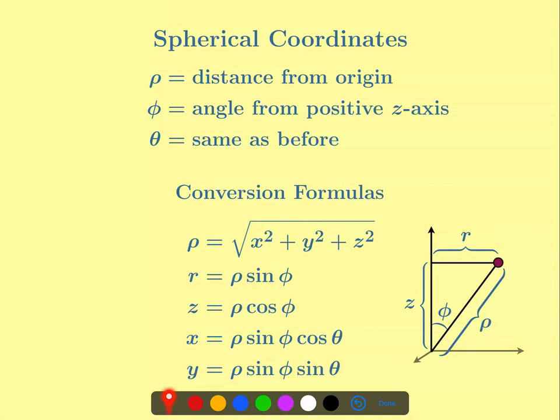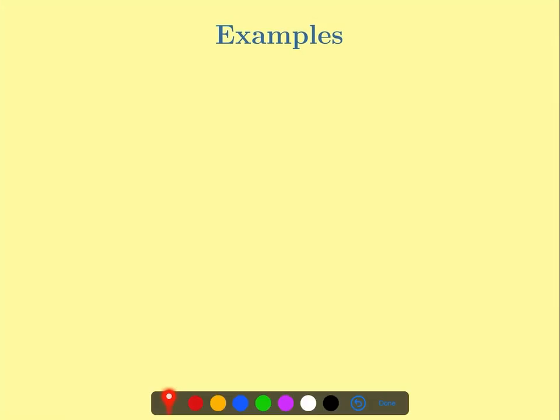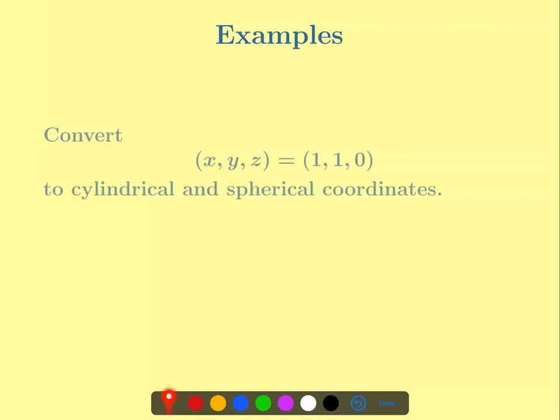So this gives us a way of converting between the different coordinate systems. And it's really all tied up into this one picture. If you can remember this picture, it'll help you convert with spherical coordinates back and forth with the others. So let me do a couple of examples involving converting between coordinate systems. Suppose we know that x, y, z is 1, 1, 0, and we want to convert to cylindrical and spherical coordinates.